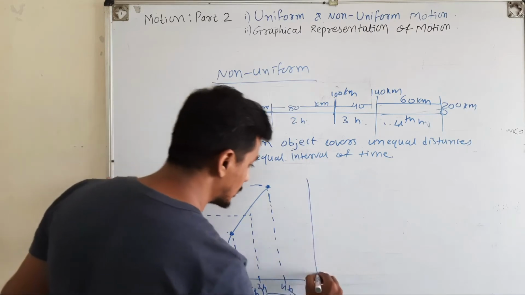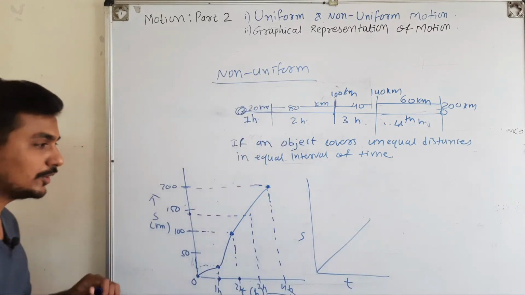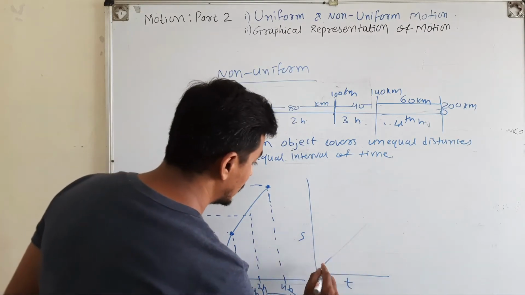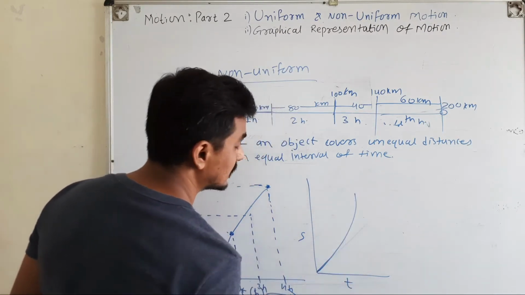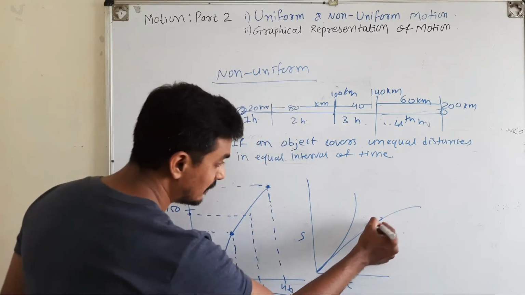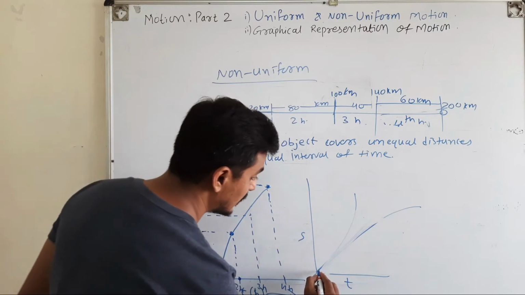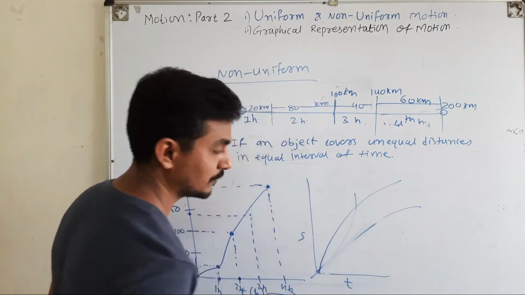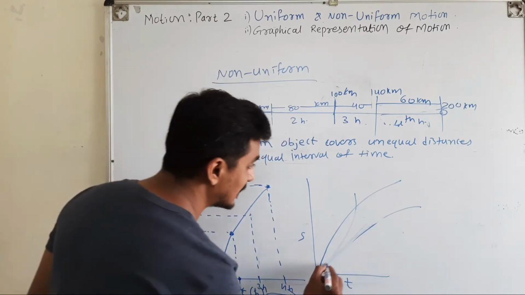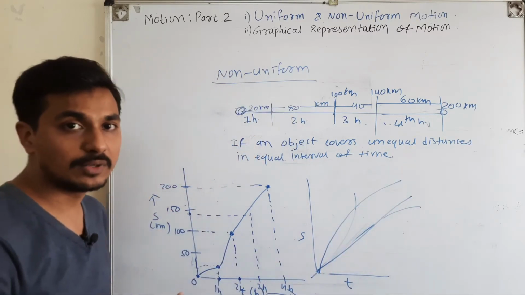For uniform motion we have a graph like this, right? But for non-uniform motion the graph may be like this, or the graph may be like this. This line will not be straight, or the graph may be like this also. But if the graph is a straight line like this, then the motion is said to be uniform motion.